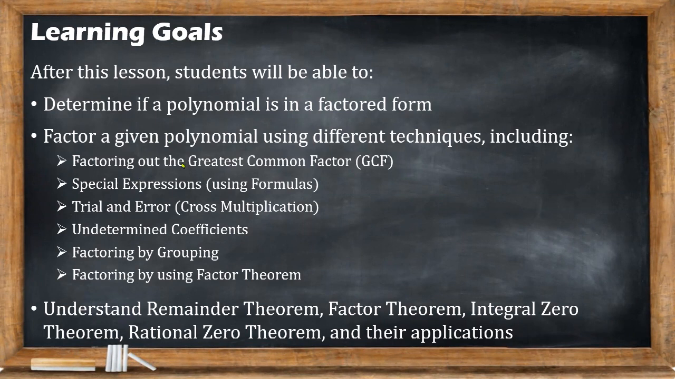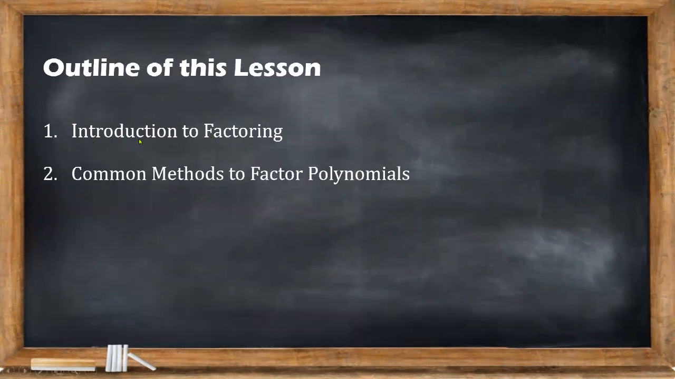including factoring out the greatest common factor, special expressions or using formulas, trial and error, also known as cross multiplication, and the undetermined coefficients, factoring by grouping, and factoring by using the factor theorem. We'll talk about the theorem later in this class. And you should also be able to understand the remainder theorem, factor theorem, integral zero theorem, and rational zero theorem, and their applications.